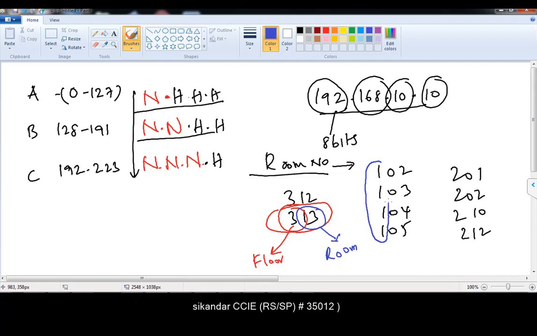By seeing this we can understand that this part is just like your floor number, representing the floor, and the remaining numbers mostly represent your particular room number.